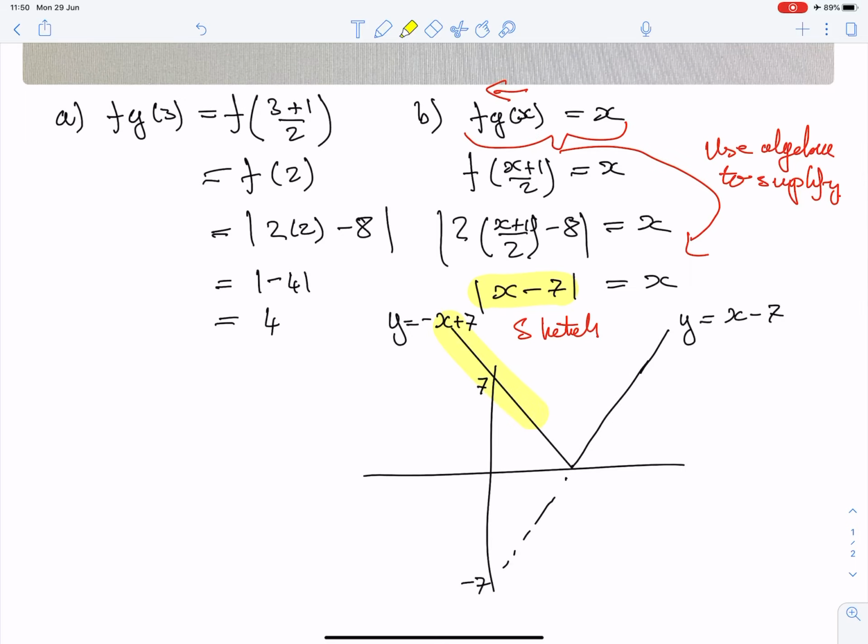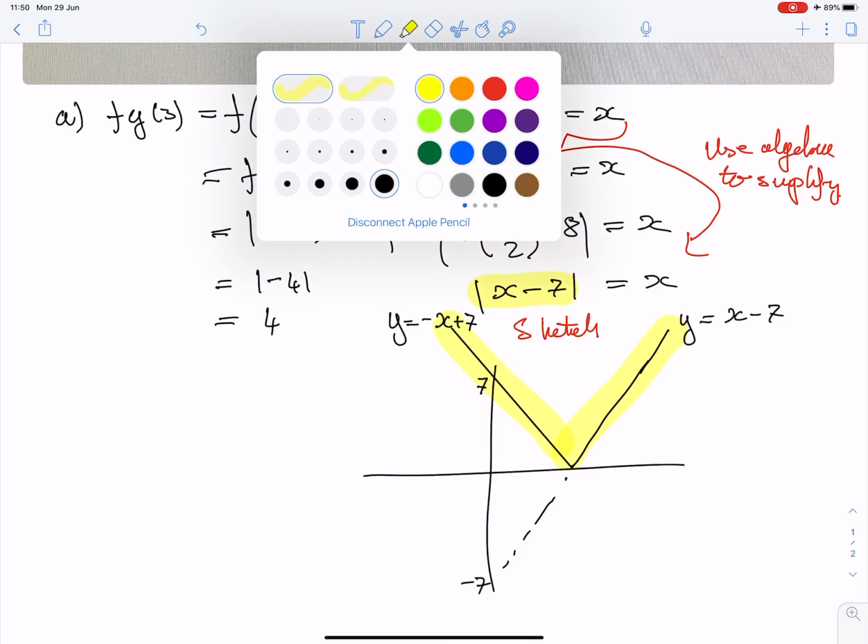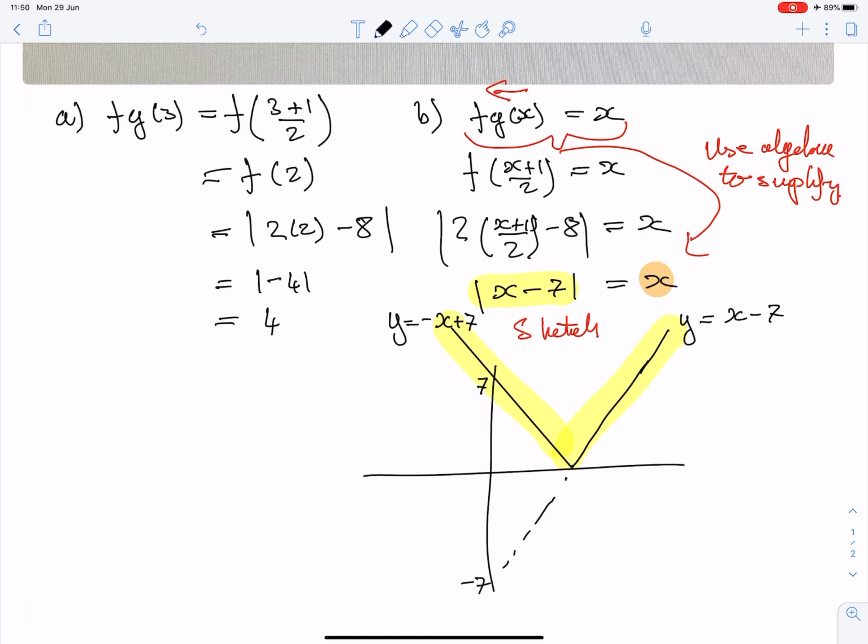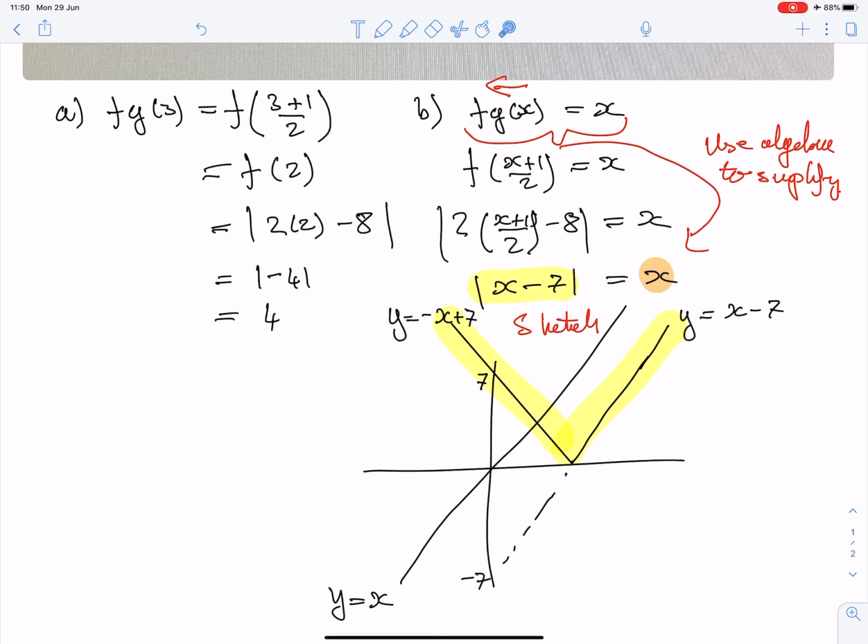So that's that sketched. And now we're going to look at y equals x, which is going to go through here. Y equals x. What do you notice about those two lines? These two bits, this line and this line must be parallel because their gradient is the same. They're both gradient 1. So y equals x and y equals x minus 7 are parallel. Okay, so there's only one point of intersection, which is going to be here.